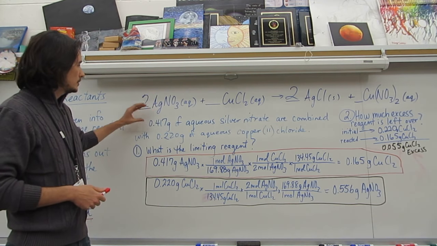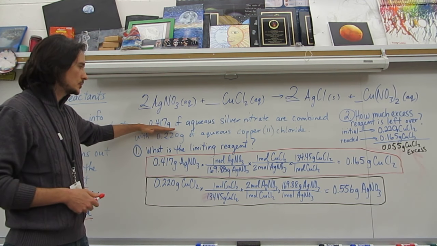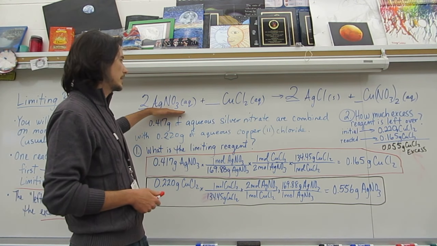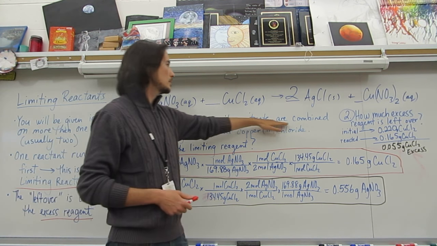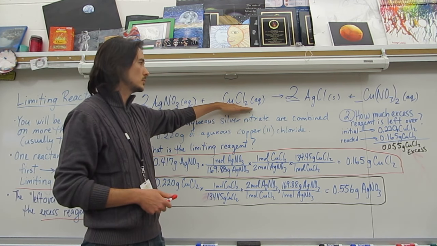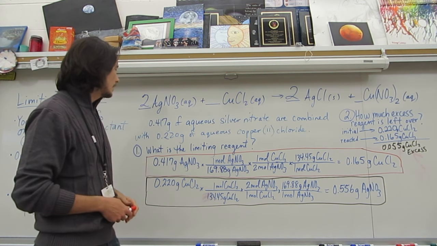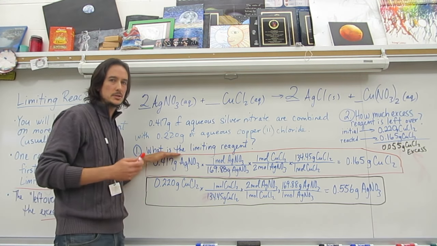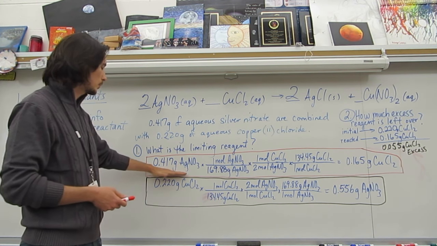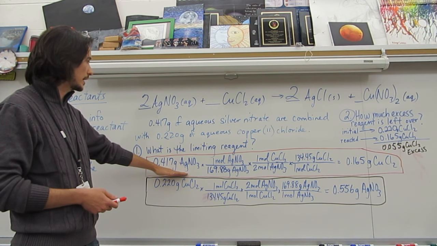So I wrote down a problem. We got 0.417 grams of aqueous silver nitrate. You can see aqueous silver nitrate here, are combined with 0.220 grams of aqueous copper 2 chloride. You can see that. First question you should be able to answer is, what is the limiting reagent? So I worked it through here. I started with the 0.417 grams of silver nitrate.